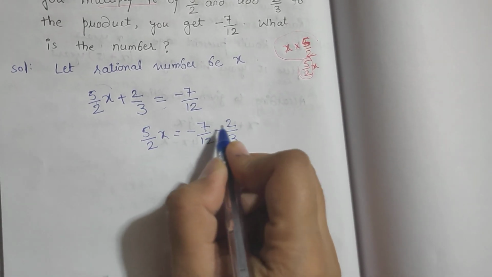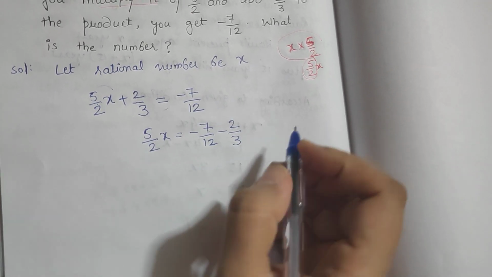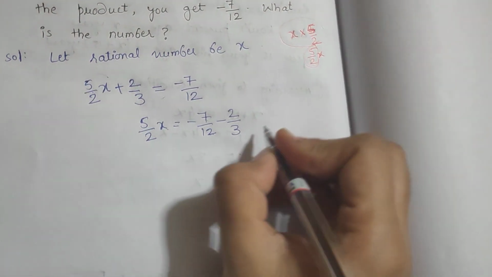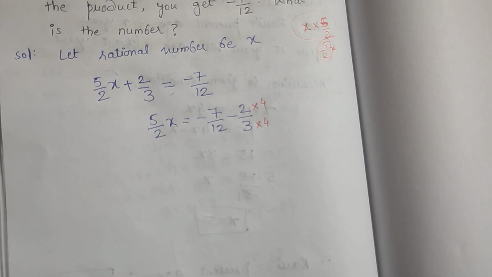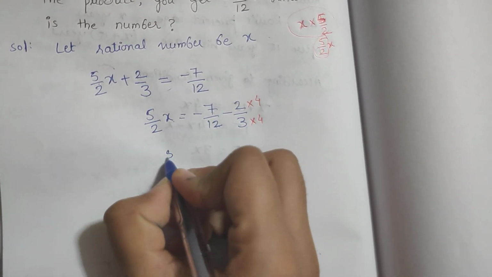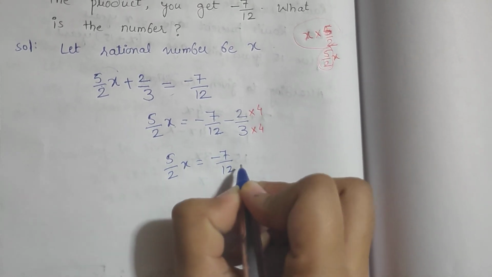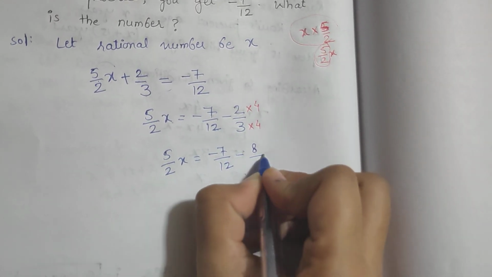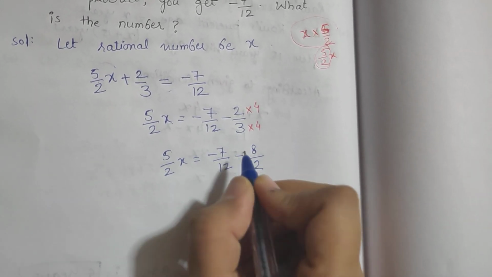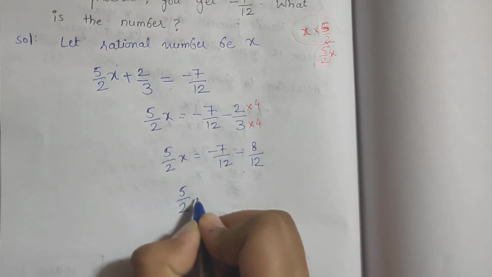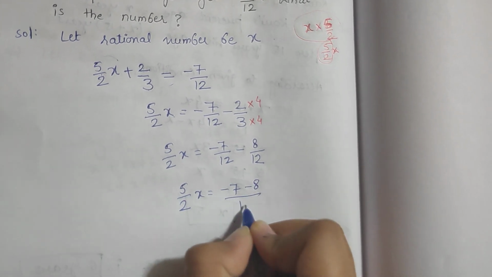Now to add or subtract the numerators, we have to make the denominators the same. Simply if you multiply this with 4, we'll get the denominator the same. So I am multiplying this by 4 into 4, and we have to multiply the numerator also with 4. Why are we doing so? To make the denominator the same. So 5 upon 2x is equal to minus 7 upon 12 minus 4 eights are 8, and 4 threes are 12. Now denominators are the same, so we can subtract the numerators. So 5 upon 2x is equal to minus 7 minus 8 divided by 12.